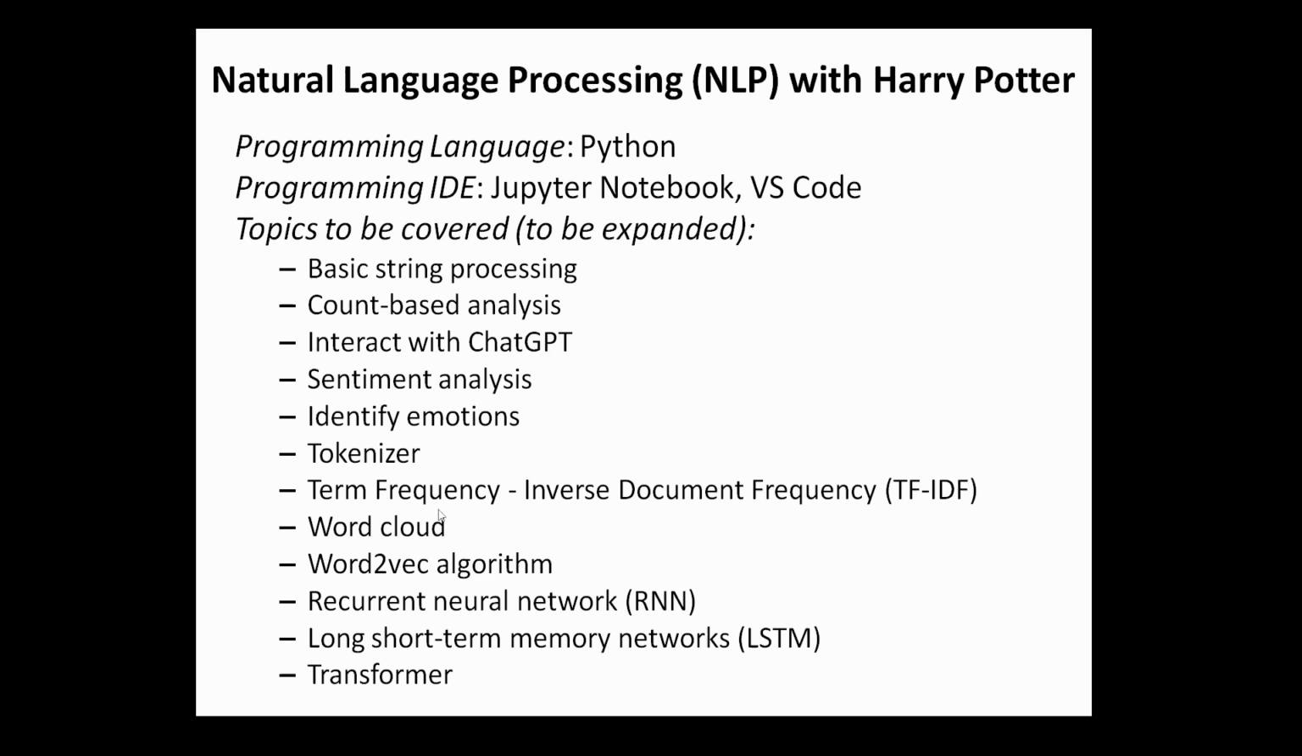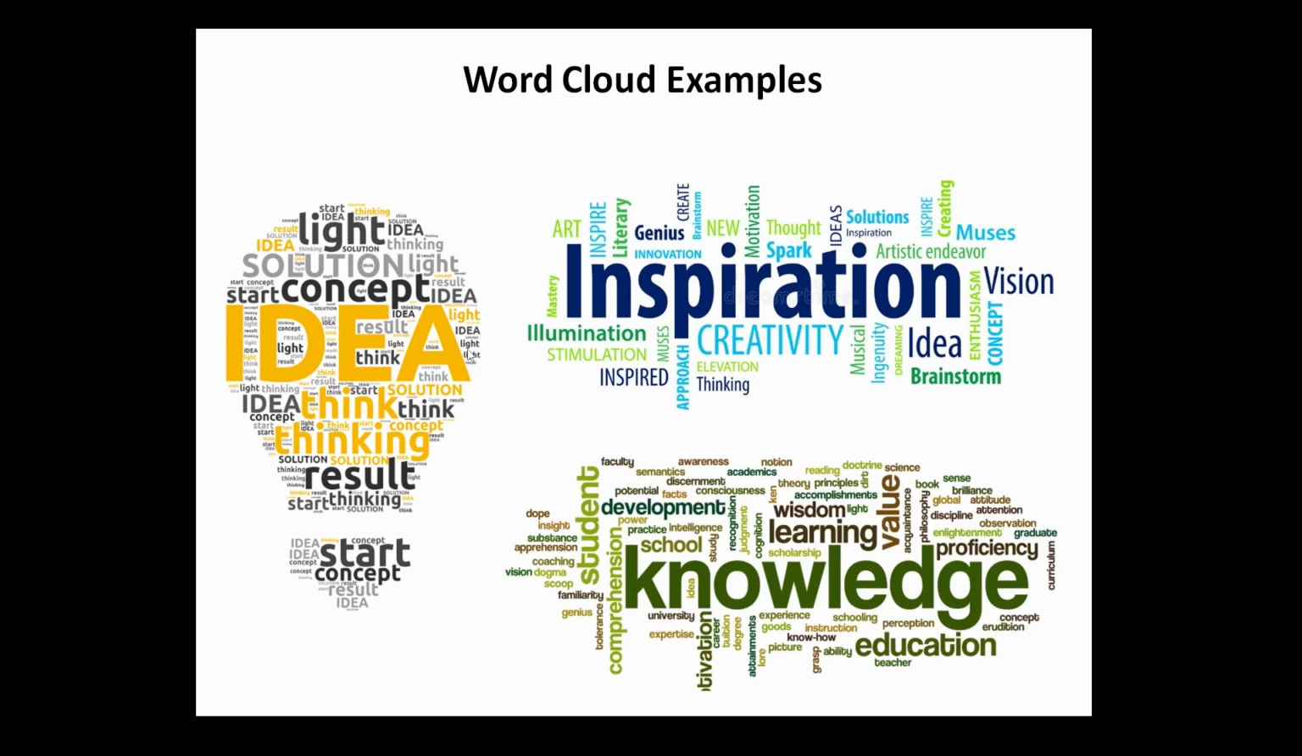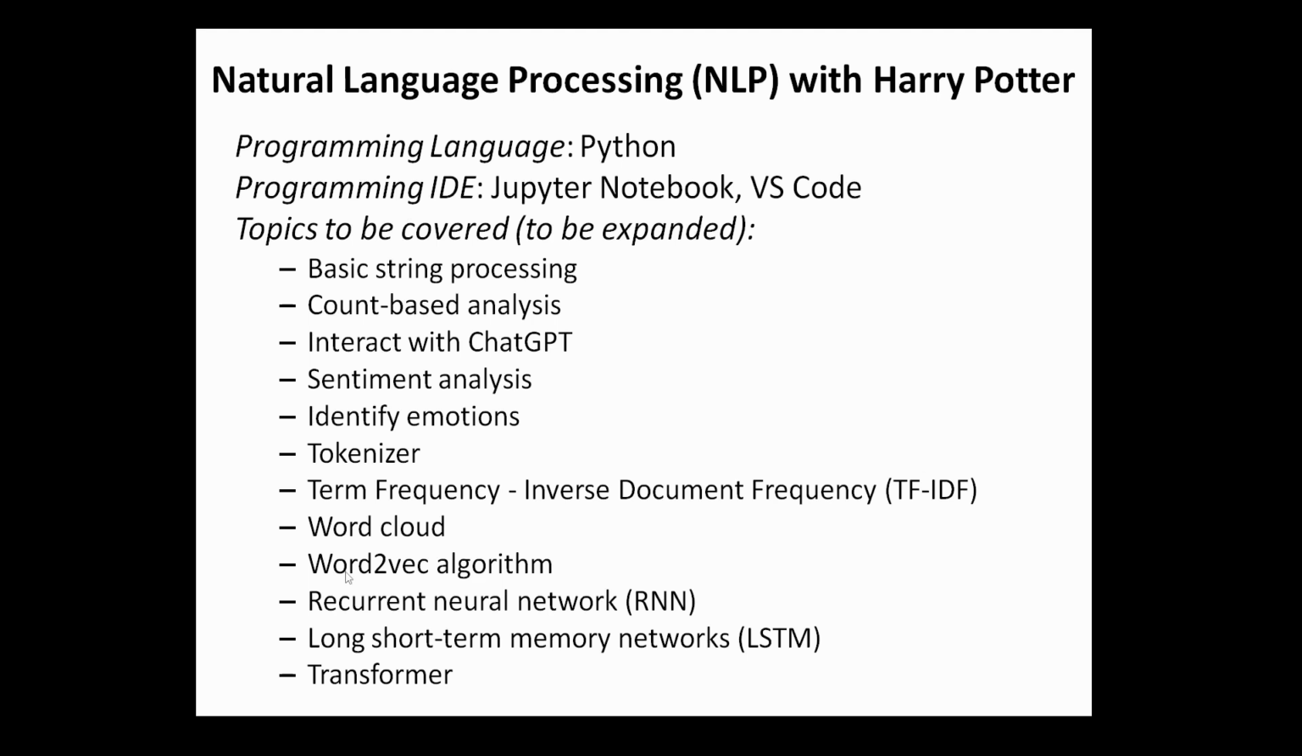A word cloud is an image that is populated with different words in different sizes. This slide shows some examples of word clouds. I will also talk about how we can generate word clouds in Python using the Harry Potter novels. The Word2Vec algorithm allows us to convert each word or each token into a vector. This is important because we want to have some kind of mathematical representation of each word, so they can be consumed by a language model or some downstream mathematical model.